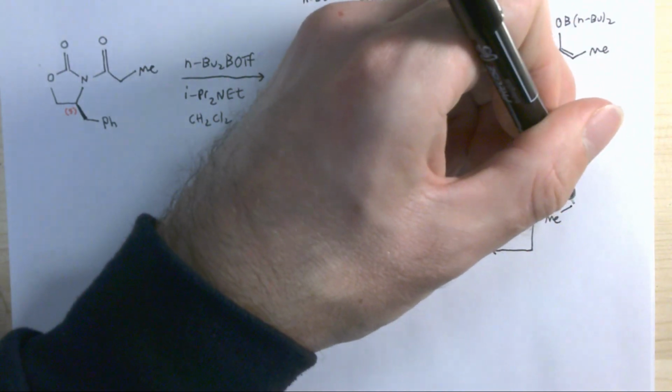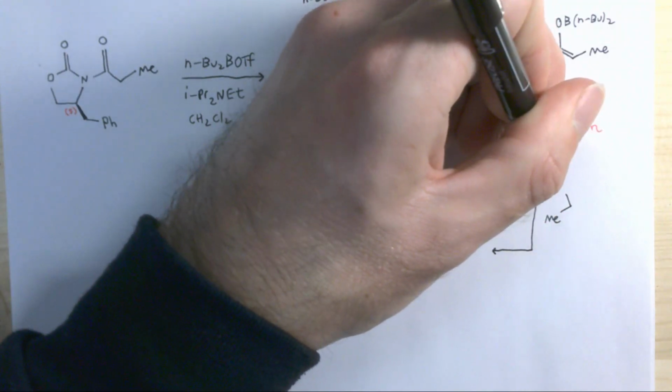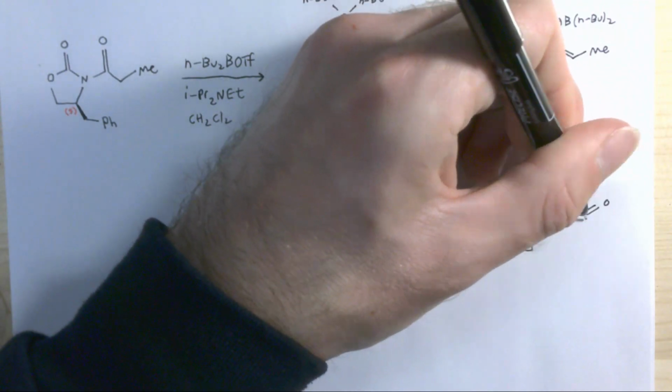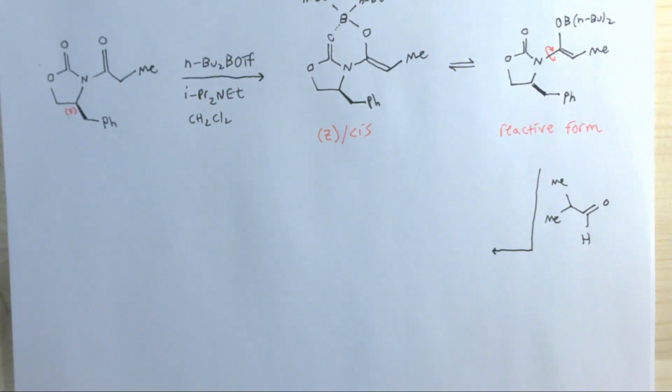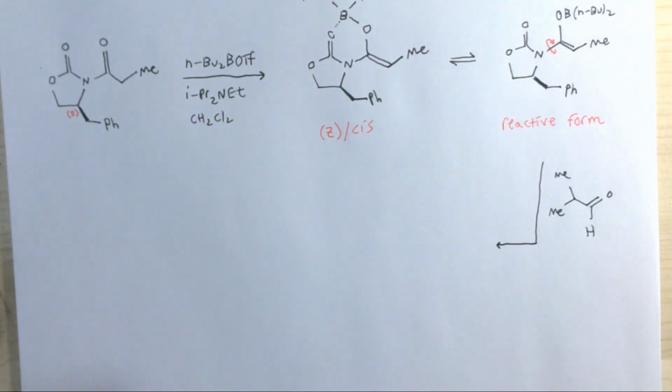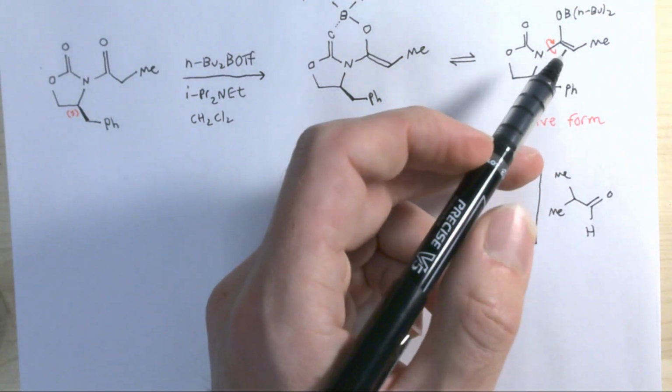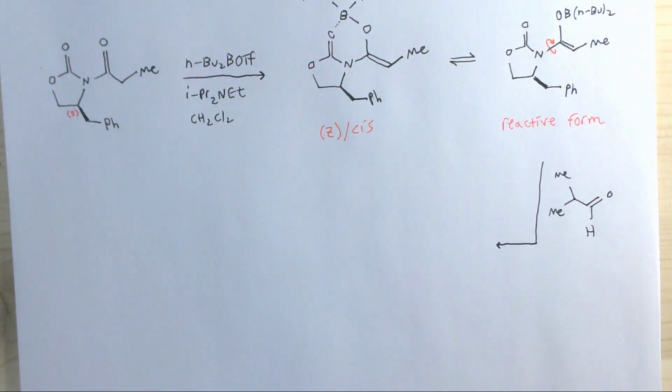That's just a fancy way of saying it's this isopropyl aldehyde. That's going to be my quench here. I want to know what type of product I'm going to get. Now, of course, we already know that it's going to be a syn-aldol product because it's a cis-type enolate.